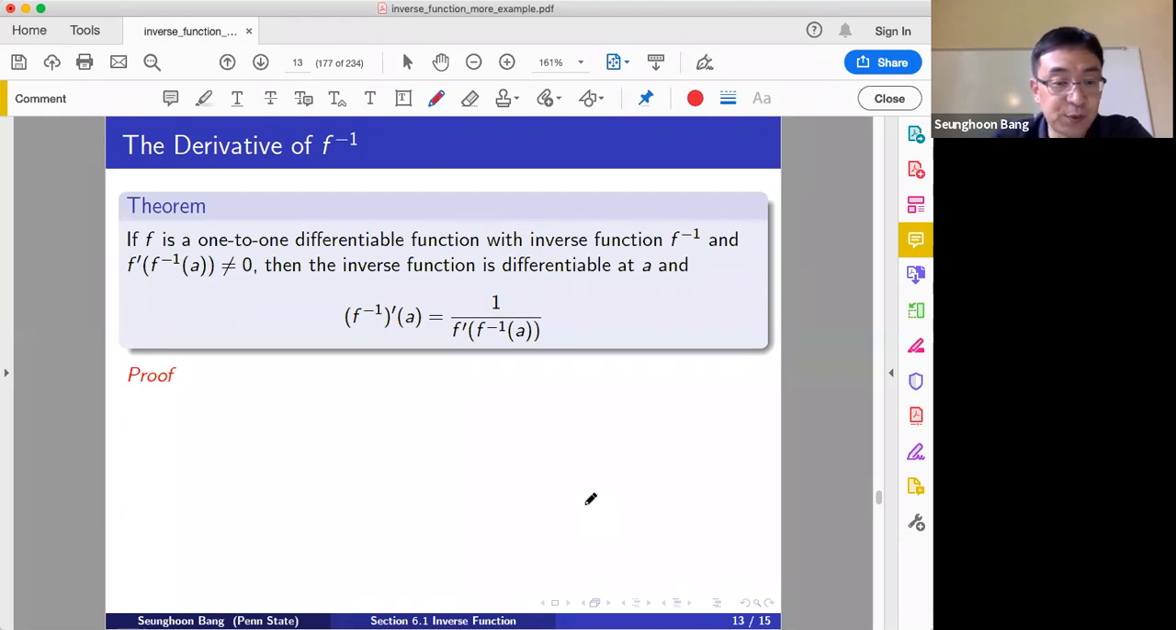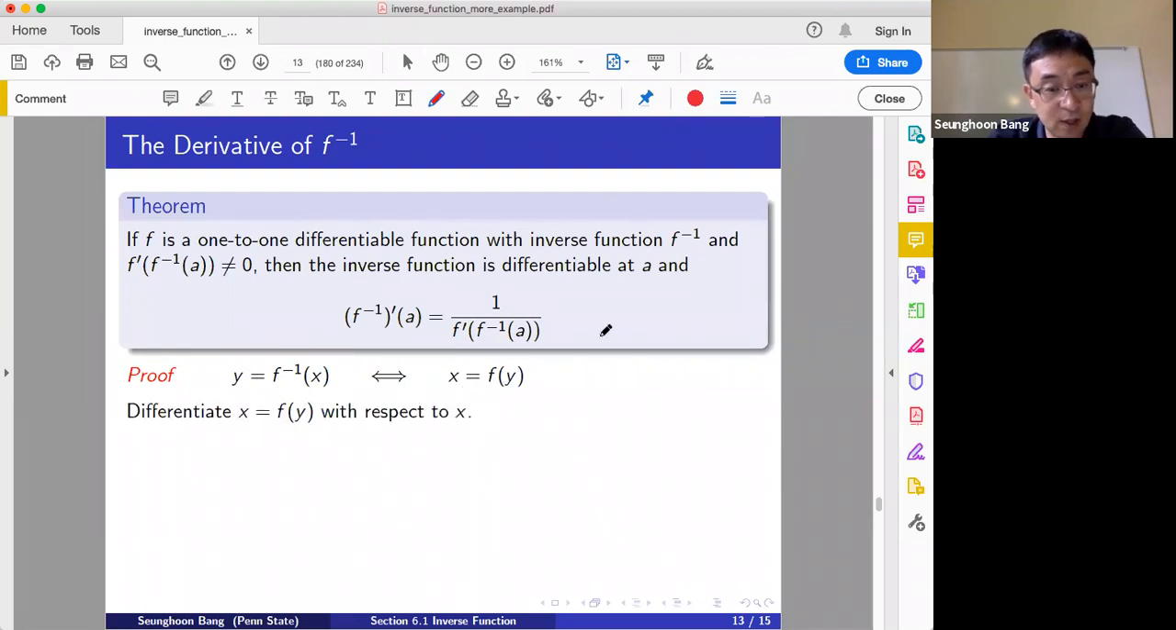This is like a proof. Y equals the inverse of f of x. You can use the definition. Same as x equals f of y. This is the same, only interchanging x and y and eliminating the inverse sign. X equals f of y. The next, take the derivative with respect to x.